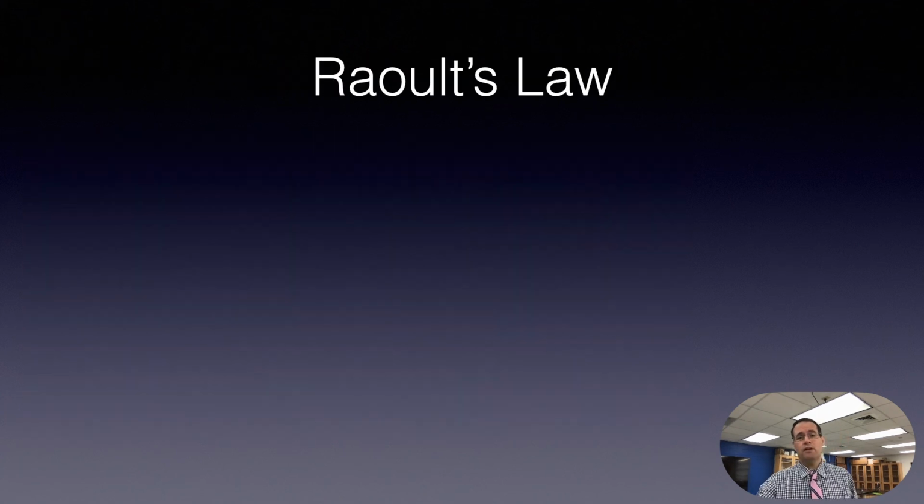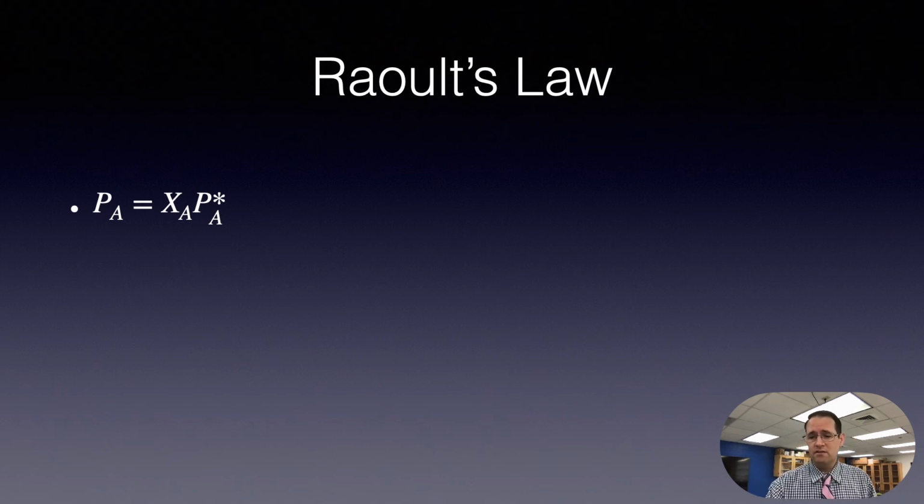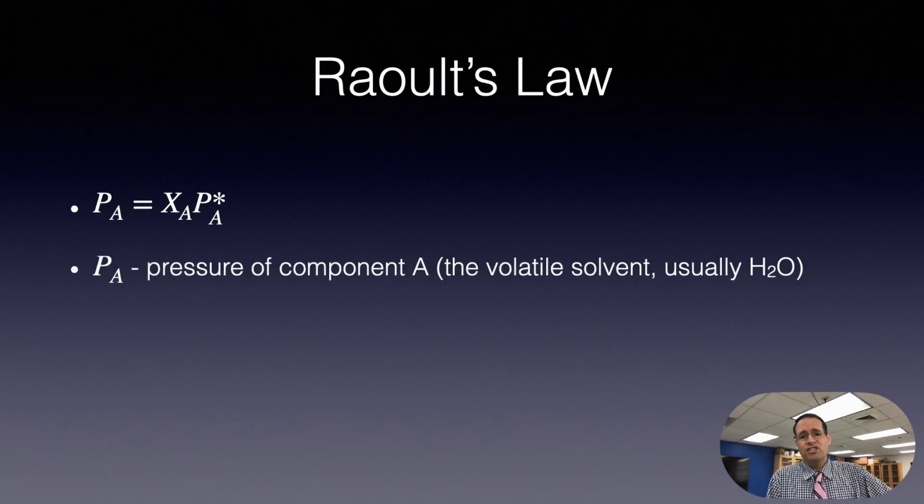Now, what is Raoult's law? Very simply, it is this equation here. Let me take it through each of these letters. So the pressure of the pure component A is PA, and that's usually water. We're mostly working with water in the lab, so if we have pure water or we have salt water, it's the water we're talking about, okay? So this is the pressure of component A, the vapor pressure.